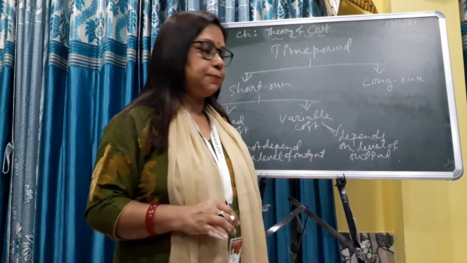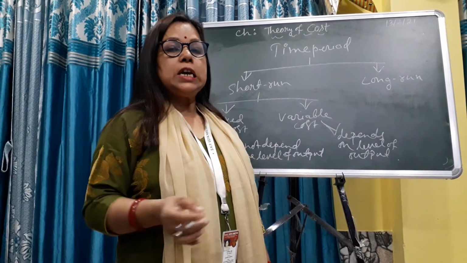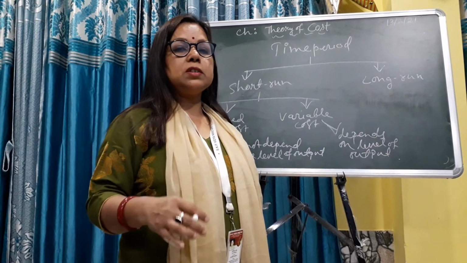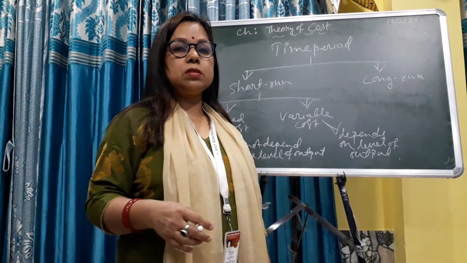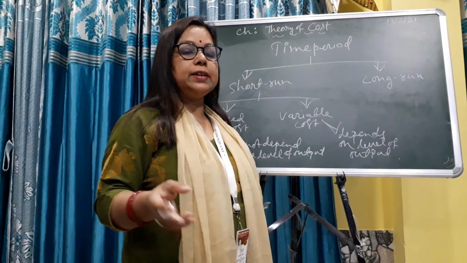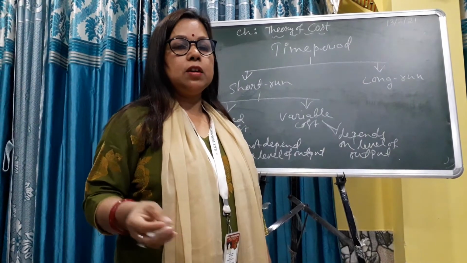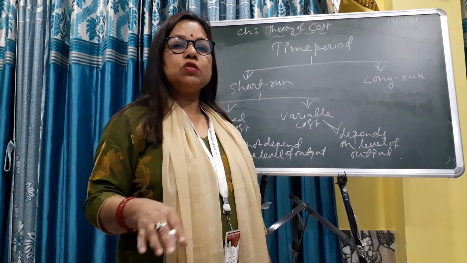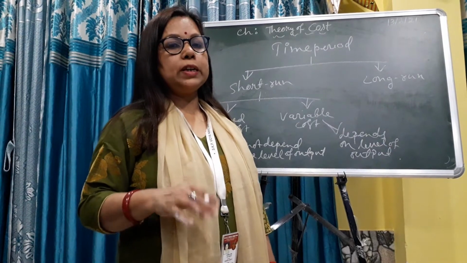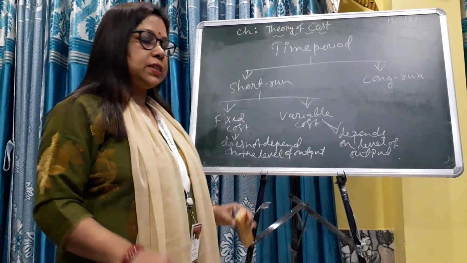Fixed cost is fixed. But variable cost depends on the level of output. If the level of output is 0, variable cost is also 0, because variable cost means labor cost and raw material cost. If you do not purchase any raw materials or hire any labor, we cannot produce anything. So output 0, variable cost also 0. When output increases, variable cost also increases, but fixed cost is fixed.